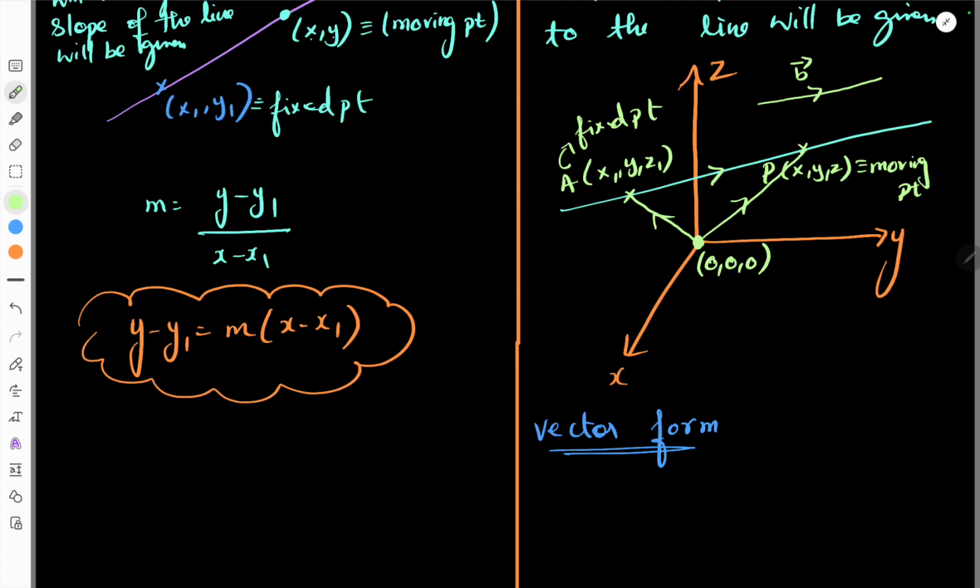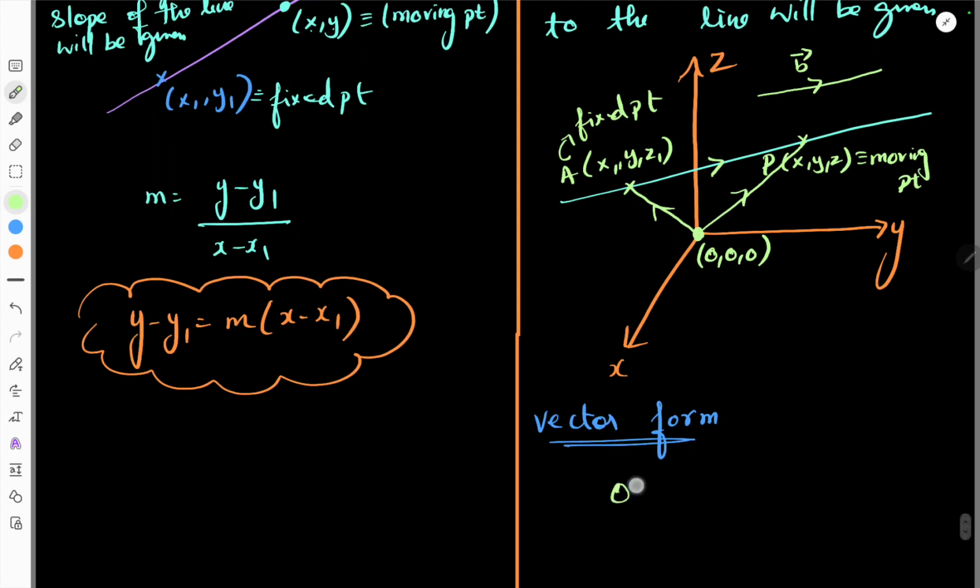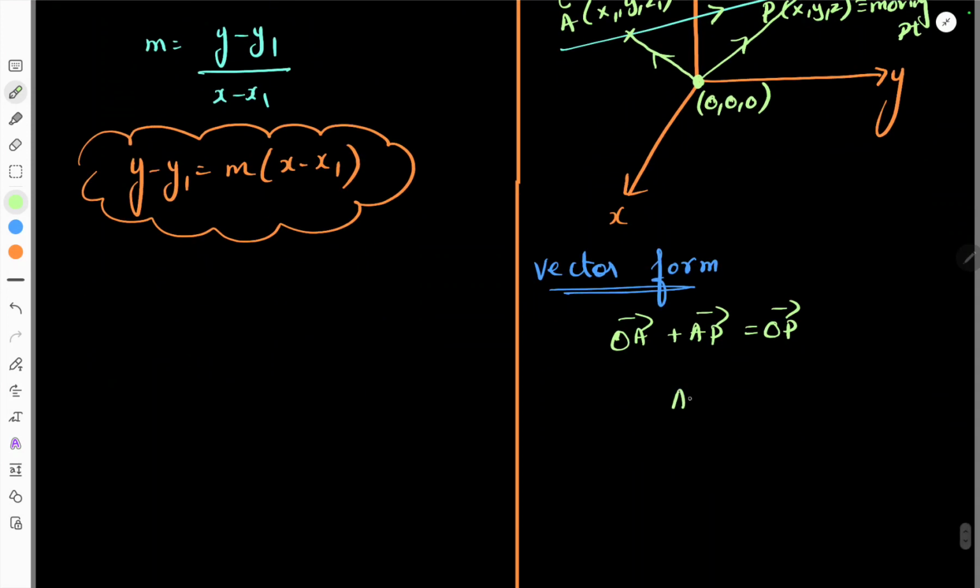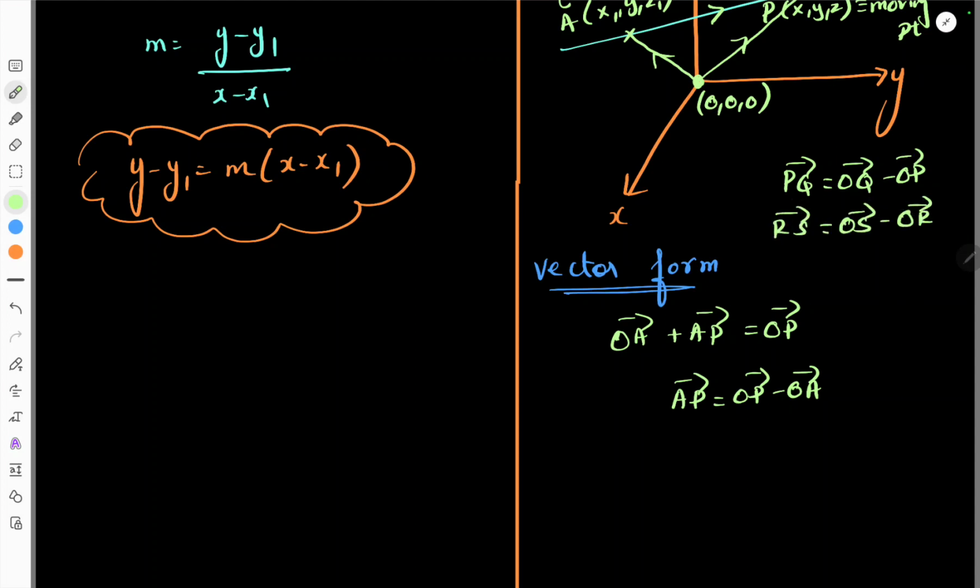So it forms one triangle. So OA vector plus AP vector will be same as OP vector. So from here AP vector will be equal to OP vector minus OA vector. So whenever we have any vector, let's say PQ vector, terminal minus initial, OQ minus OP vector I have to write. If I have RS vector, then terminal minus initial, OS vector minus OR vector we have to write. If we have SR vector, then it is OR vector minus OS vector. So terminal minus initial we have to write.